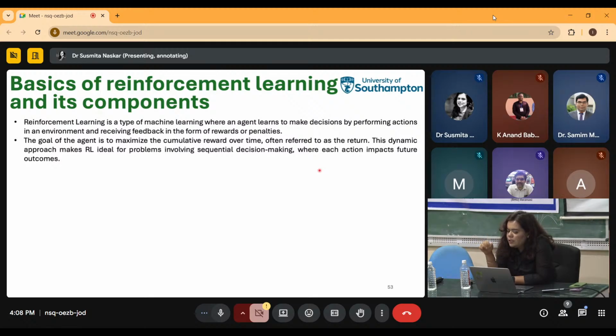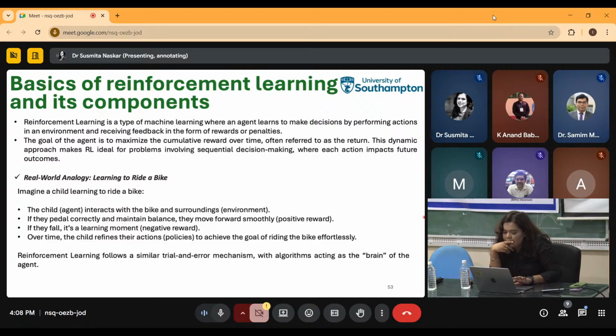And the ultimate goal of this agent is to maximize the cumulative reward over a period of time, which is often called the return. Because of this dynamic, RL is particularly suited for sequential decision making problems, right?